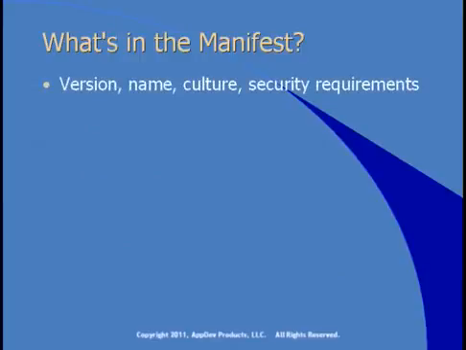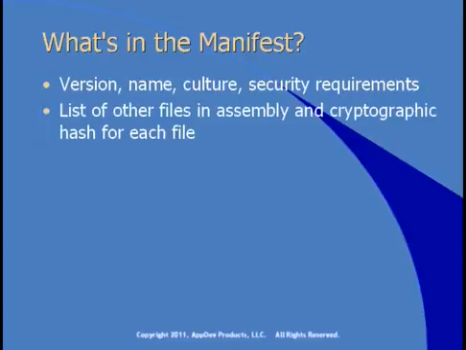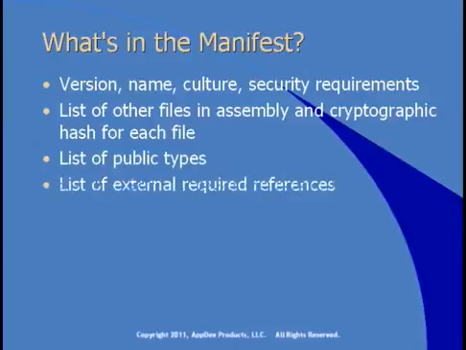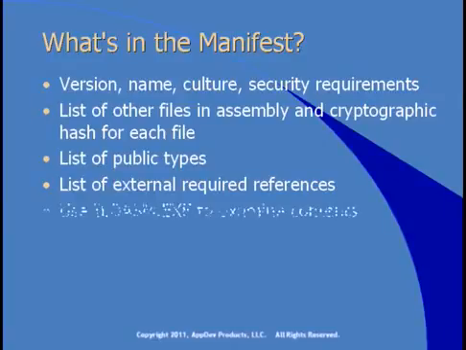You'll find version, name, culture, and security requirements. There's a list of other files in the assembly and also a cryptographic hash for each file, so the .NET runtime can tell if the file has been modified. There's a list of public types, types that are exposed by this assembly, and a list of external required references, other things this assembly needs in order to run. We'll be looking at ILDASM, the IL disassembler, which comes with the .NET Framework, to examine the contents. In just a moment, we'll take a look at a .NET assembly and see what's actually in there.